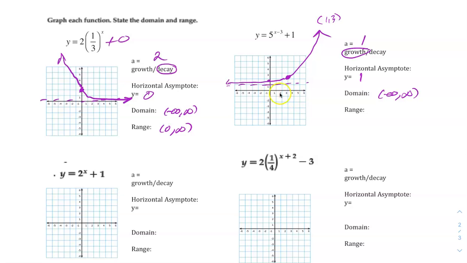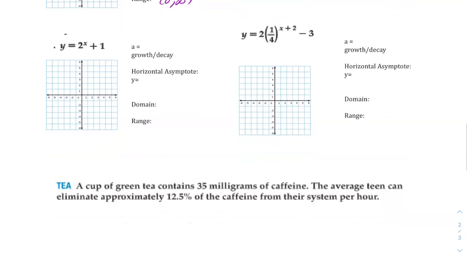And the range, lowest to highest. Lowest I see is 1 to infinity. So there we go. The next view.